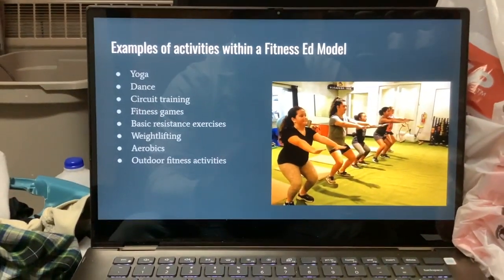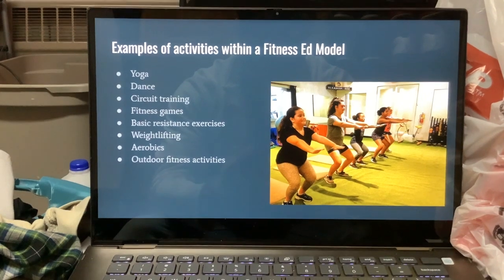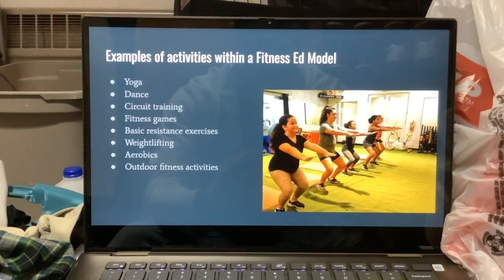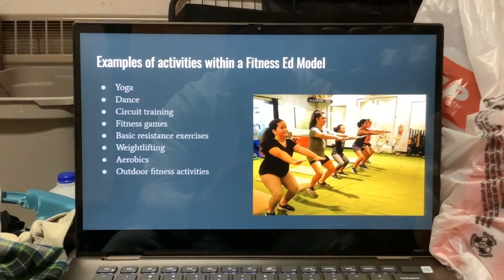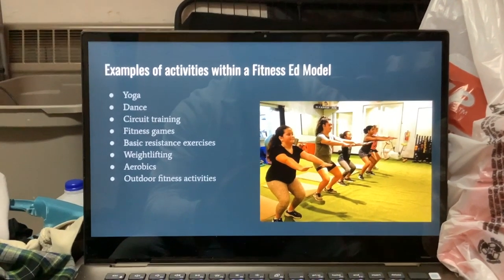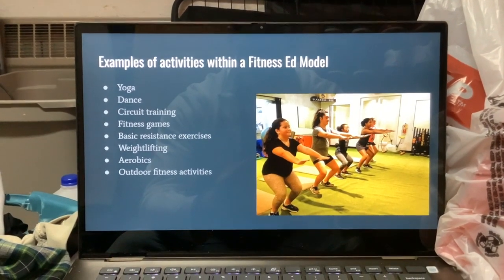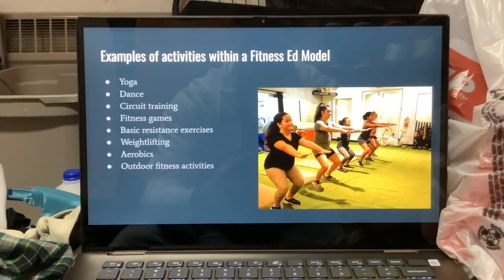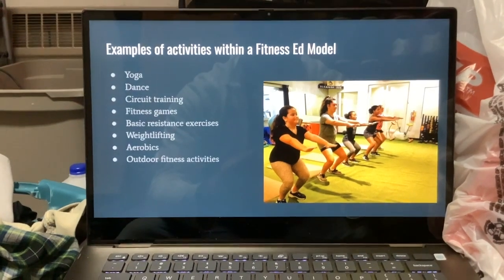So examples of activities within the fitness ed model: you've got yoga, dance, circuit training, fitness games, basic resistance exercises, weightlifting, aerobics, and outdoor fitness activities. There's a bunch more examples of activities that you could do within the fitness ed model, but those are some main ones that I chose. And also, the activities depend on the age range of the students. You'd have different activities chosen for elementary school kids compared to activities that you would have for high school kids.